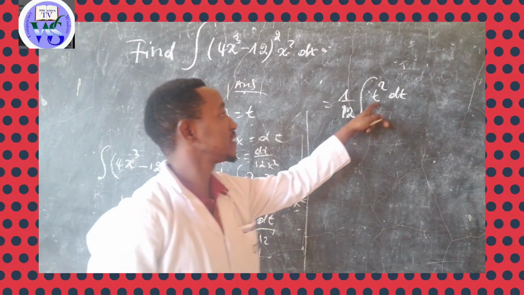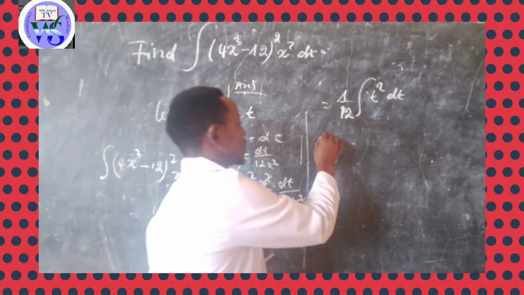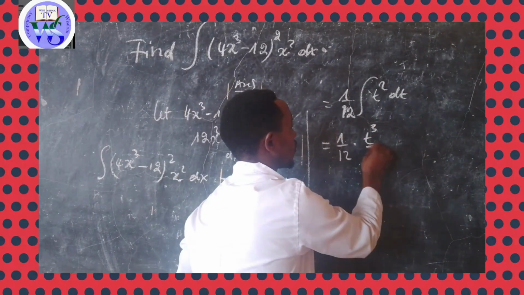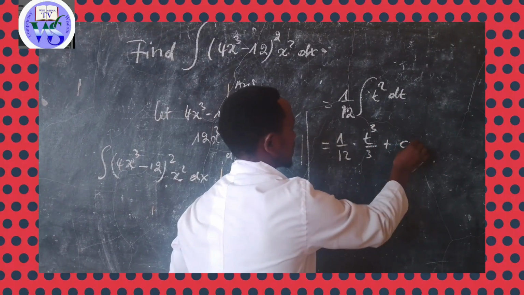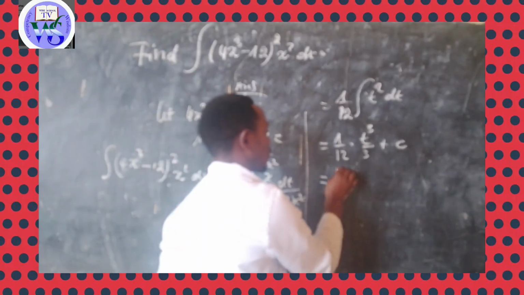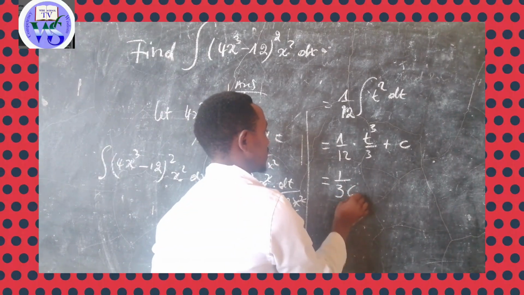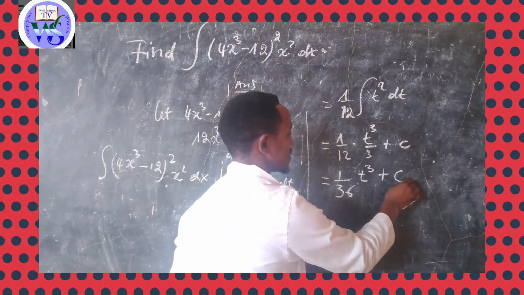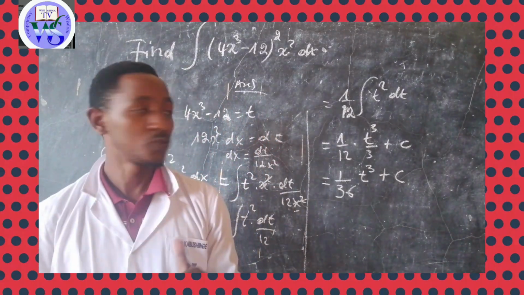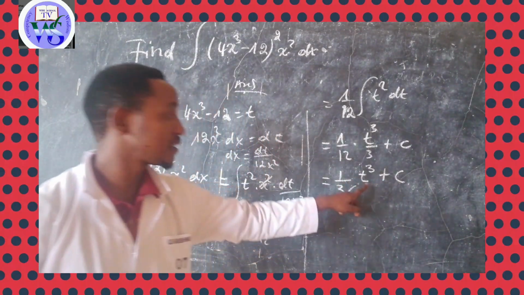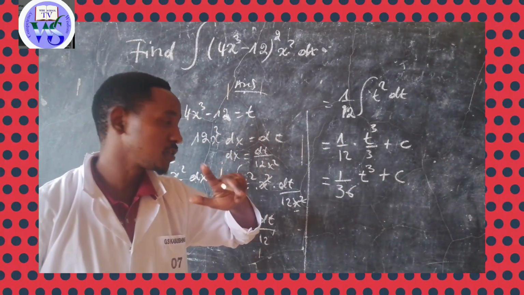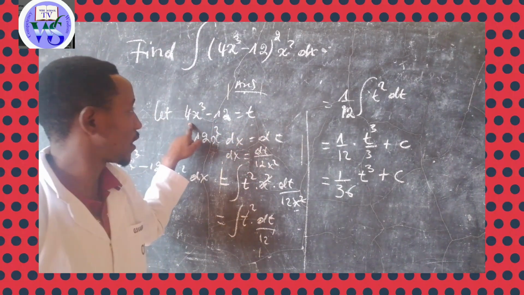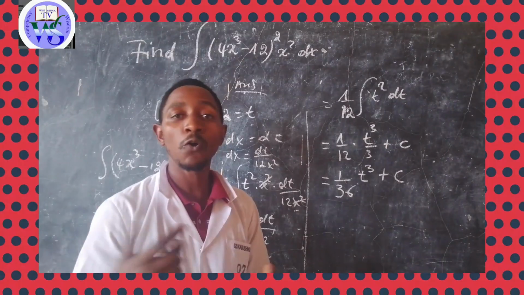The integral of t^2 dt is t^3 over 3, so this is the same as 1 over 12 times t^3 over 3 plus c. So this is equal to 1 over 36 t^3 plus c. Good, this is the integration. But remember that this was a supposition, it is not our final solution, because we supposed t, which is equal to 4x^3 - 12, so we also replace the value of t.